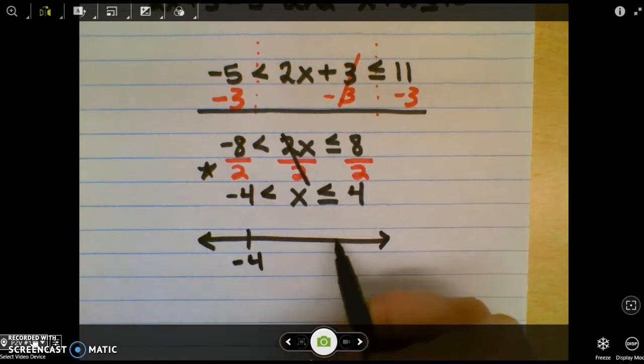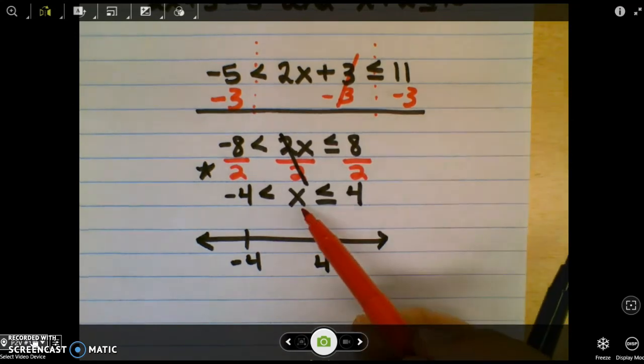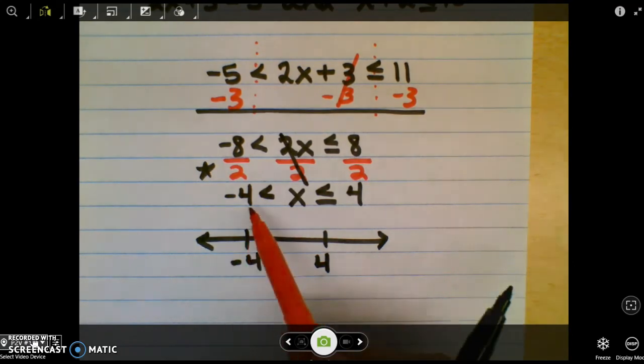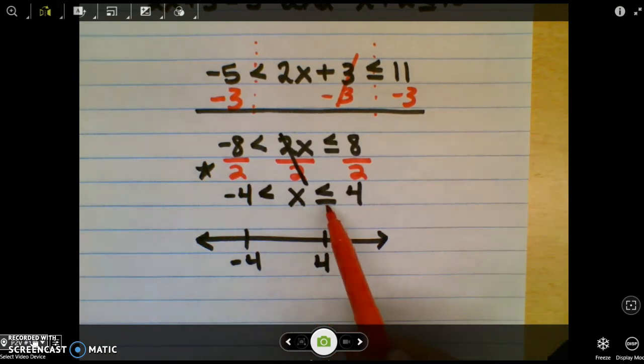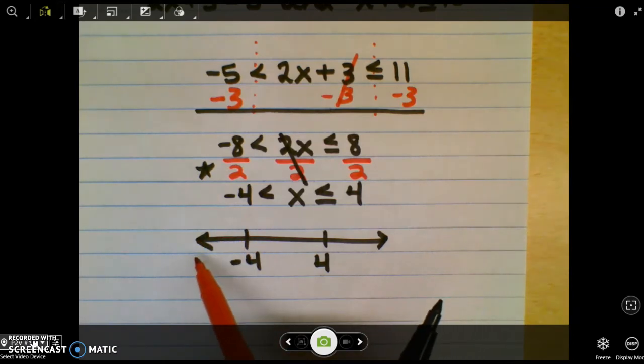So we put in our potential boundaries. And this is an and, so we pick numbers from each section. So if I pick a number from over here, -10, is -4 less than -10, and is -10 less than or equal to 4, and that is a no. So this guy would remain blank.